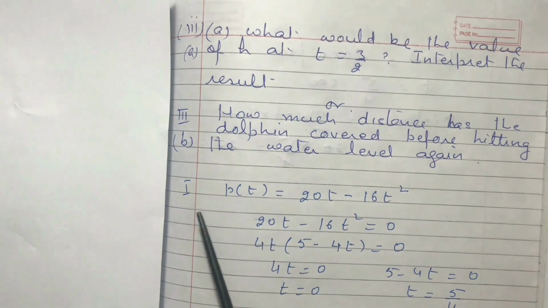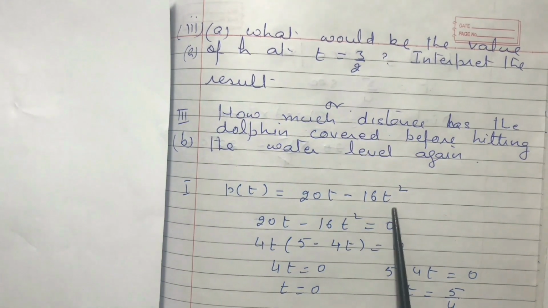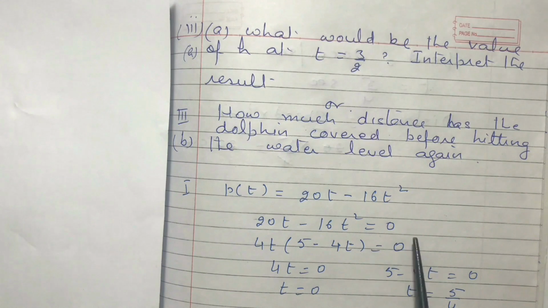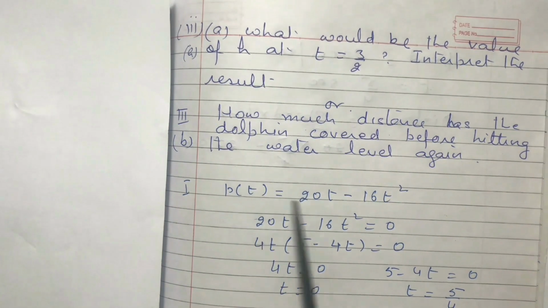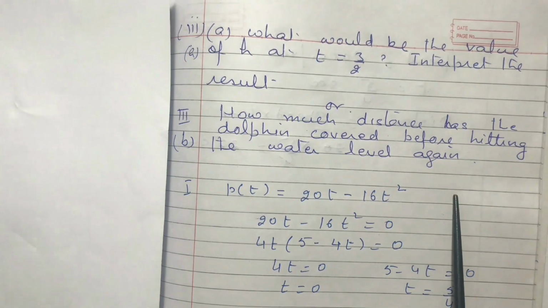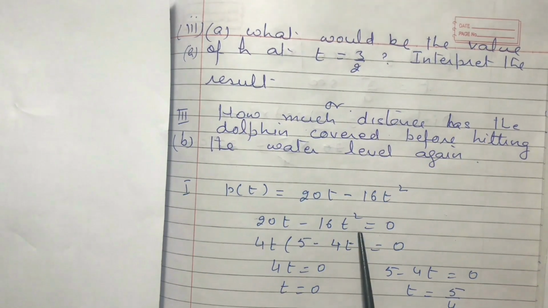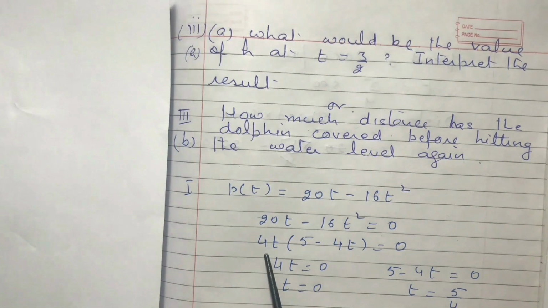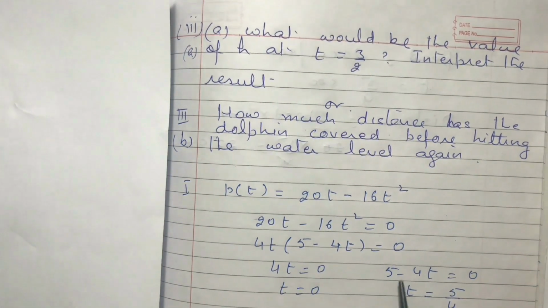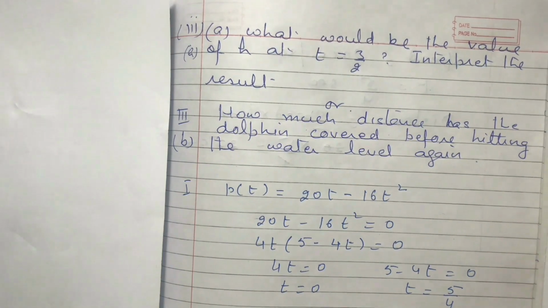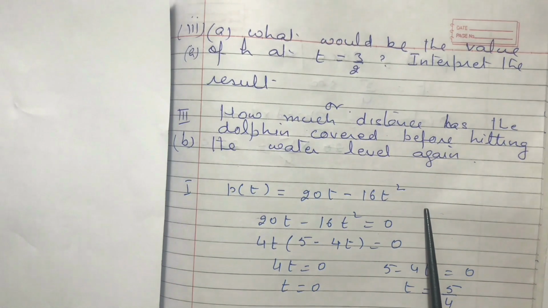Now here p(t) is 20t minus 16t square. First I have found the zeros of this polynomial. Now this is the answer of the first question. p(t) is 20t minus 16t square. It means 20t minus 16t square is equal to 0. 4t common, 5 minus 4t is equal to 0. It means either 4t is 0 or 5 minus 4t is 0. It means t is 0, t is 5/4. So these two are the zeros of this polynomial.